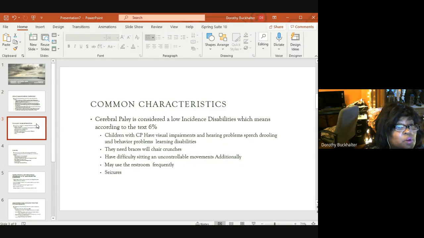Common characteristics of cerebral palsy: it's a low incidence disability, which is 6% less than the majority of disabilities. Children with CP have visual impairments, and they have problems hearing, speech, drooling, behavior problems, and learning disability. They need braces and wheelchairs and different things that could help accommodate these different characteristics of this disability. And they may have difficulty sitting, uncontrollable movements. In addition, they may use restrooms frequently, and have seizures.